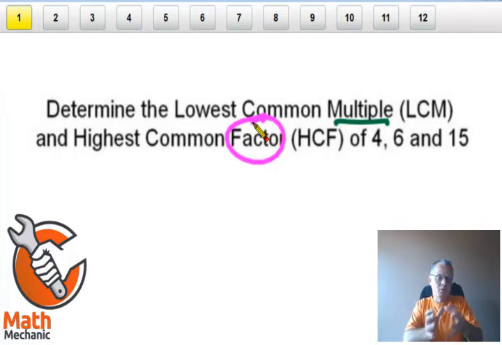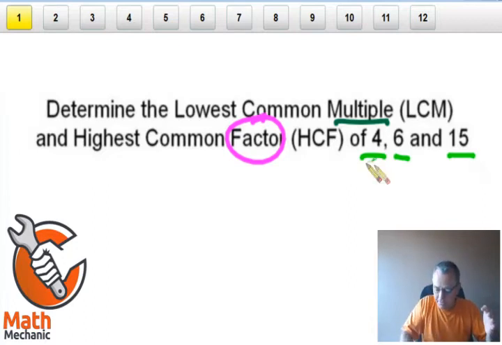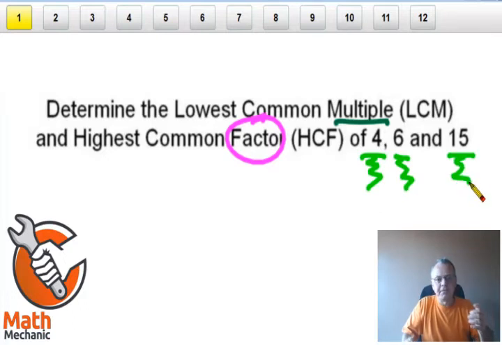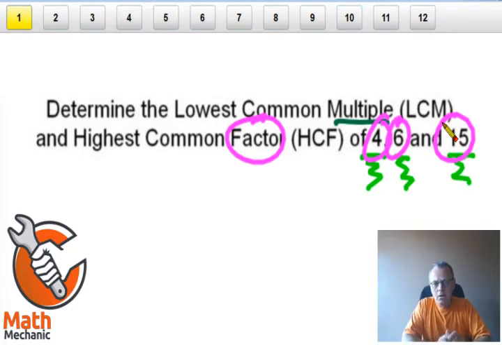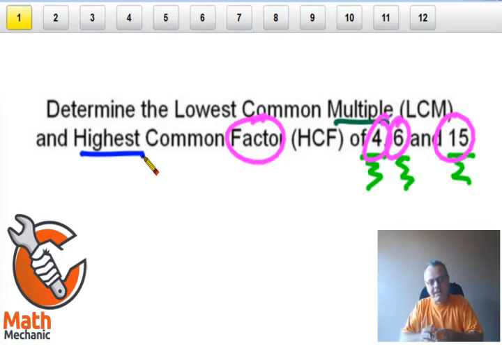However, once you start working with multiples of more than one number, and in this case they're giving us 3 numbers, they want you to find the lowest common multiple. So you need to find all the multiples of 4, of 6 and of 15, and then look for the number that is the smallest of the lot. And then you also need to find all the factors of 4 and 6 and 15, and then see which of those factors is the highest common factor.